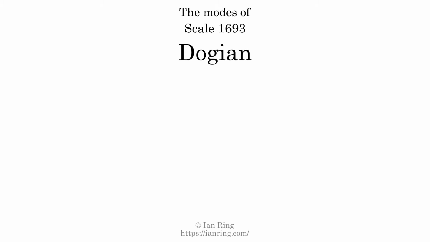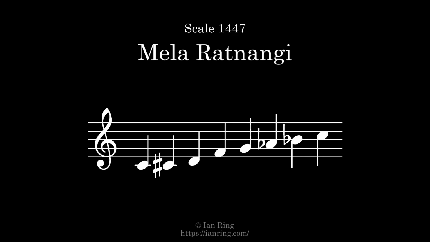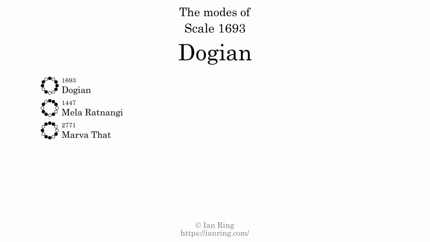This scale has 7 modes. The first mode is itself. The second mode is scale 1447, also known as Mila-Ratnangi. It sounds like this. The third mode is scale 2771, also known as Marvavat. It sounds like this.